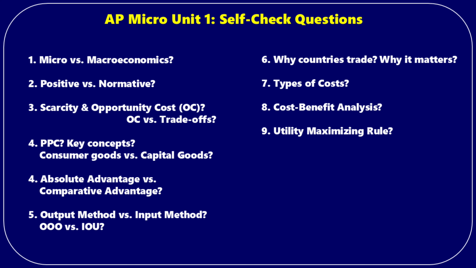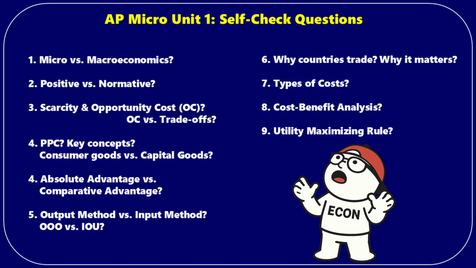On the screen, I've put together 9 of the most essential questions that represent the DNA of microeconomics. From the classic micro versus macro divide to the holy grail of consumer choice, the utility maximizing rule, everything here is a potential point turner on your exam. Take a close look. Do you remember the difference between a positive and normative statement? Can you calculate opportunity cost using the OOO or IOU methods without breaking a sweat? If you can answer these confidently, you're in great shape.